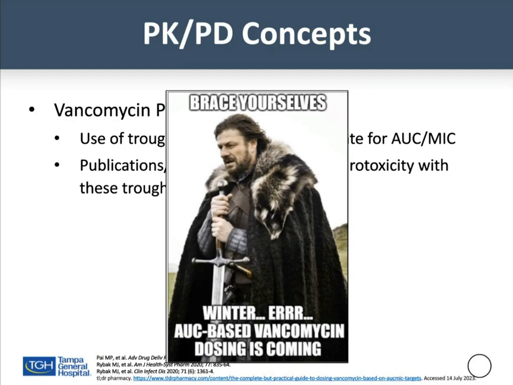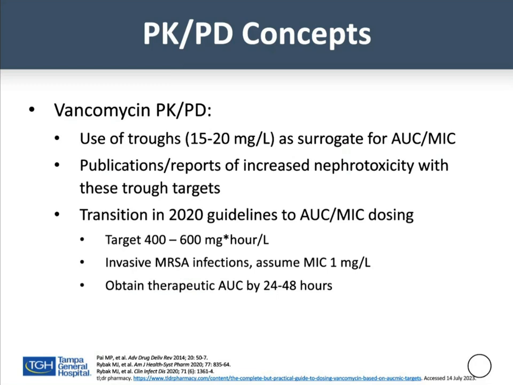So we knew that AUC dosing was coming. It did come in 2020. So it's not coming, it's here. And these guidelines said that we're going to transition to AUC-based dosing. However, the data that's out there to support AUC dosing is almost exclusively in invasive MRSA cases right now. So that's what the guidelines focused on. They didn't say that you can't use AUC dosing outside of MRSA. It's just saying that where the data exists right now is in that space. So they can't really comment as to the role of AUC dosing outside of that.